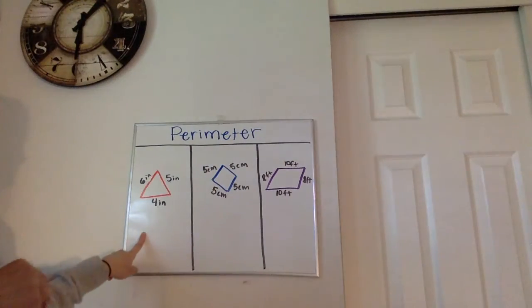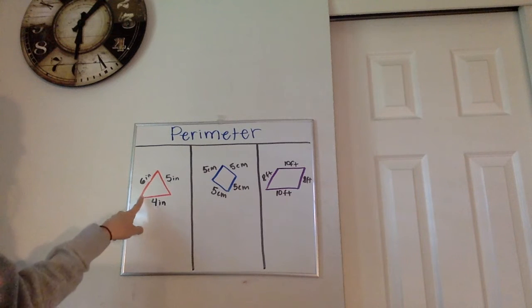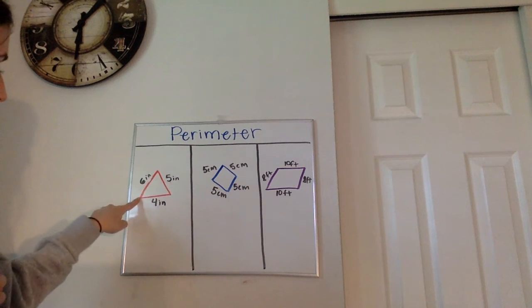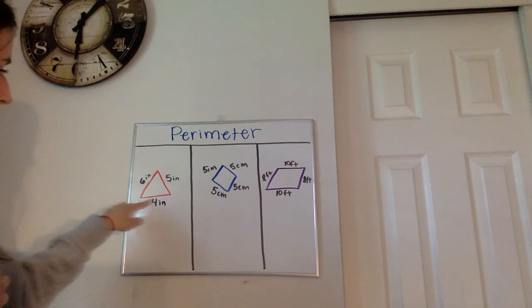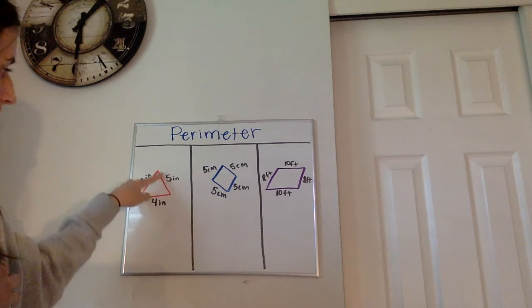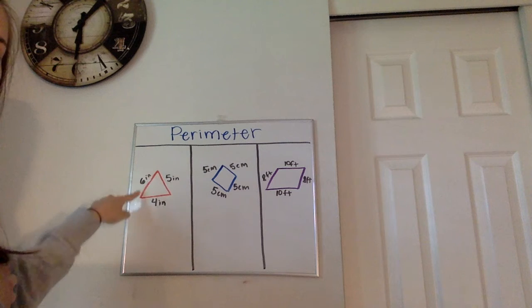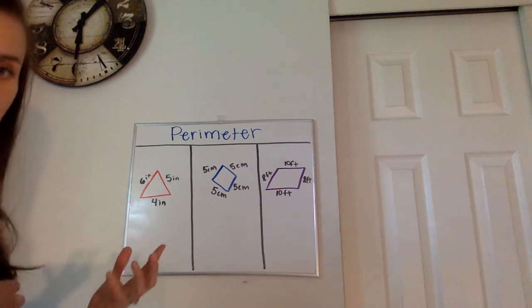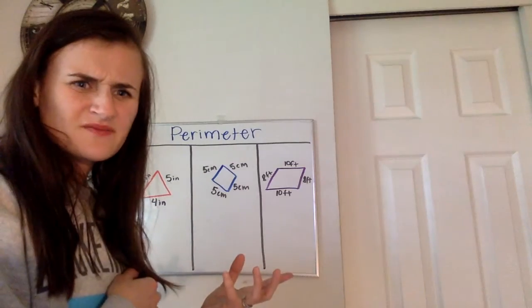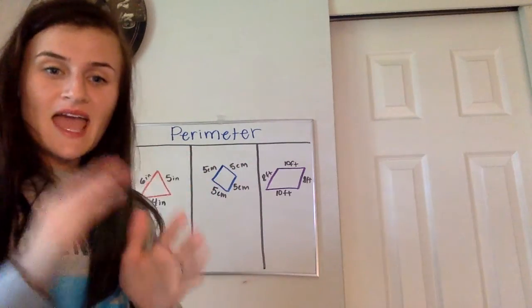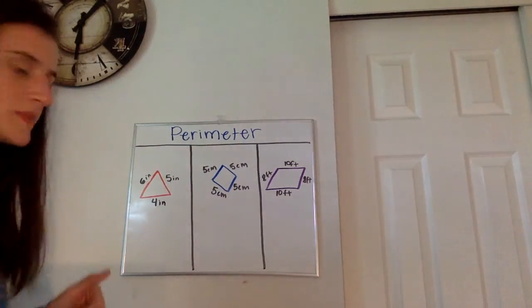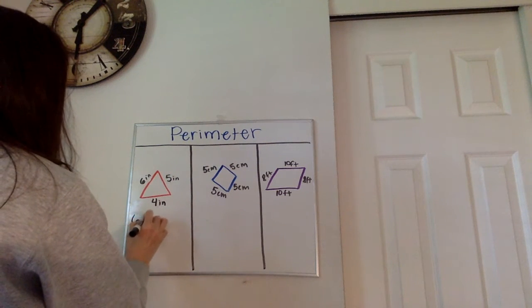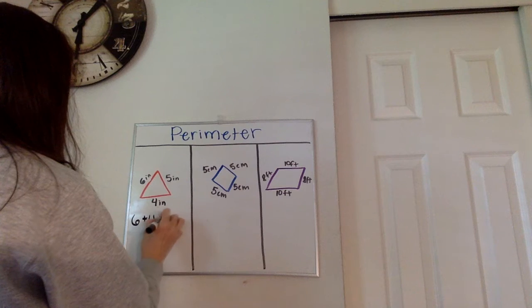So for our first shape, our triangle, we have these lengths for the sides. This side is 6 inches, this side is 4 inches, and this side is 5 inches. So in order to know how long the perimeter is all together, what do we need to do? Yeah, it's as simple as that. Add those numbers up. So I have 6 plus 4 plus 5.